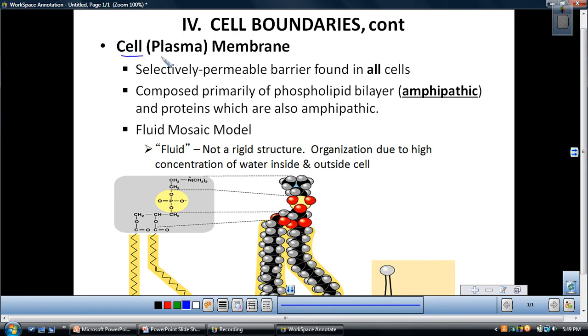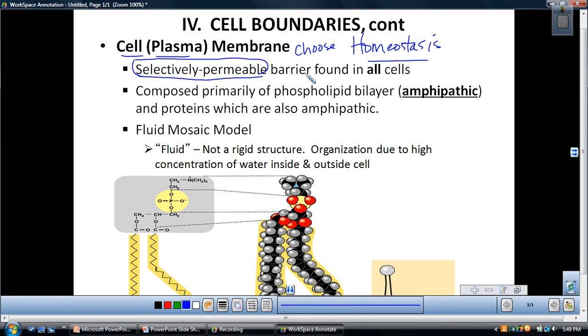Okay, so the cell membrane, also known as the plasma membrane, is selectively permeable. This is a vocabulary term, so you probably want to highlight this. Selectively permeable means choosy. It's going to choose what goes in and what goes out of the cell. So the job of the cell membrane is to maintain homeostasis by regulating what goes in and what goes out.